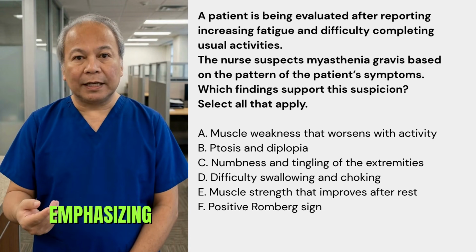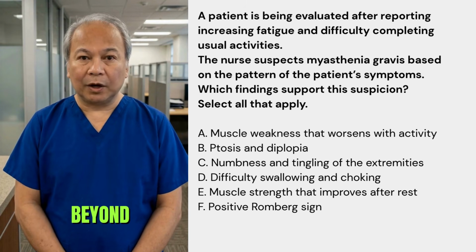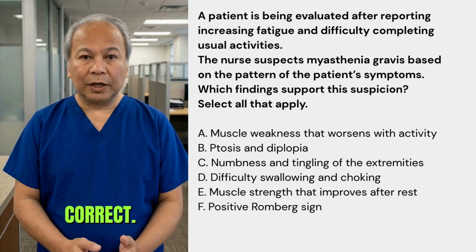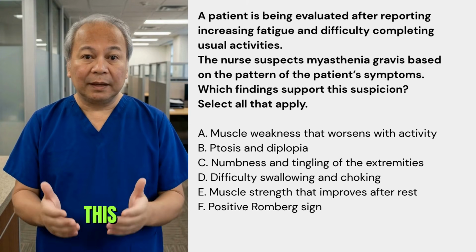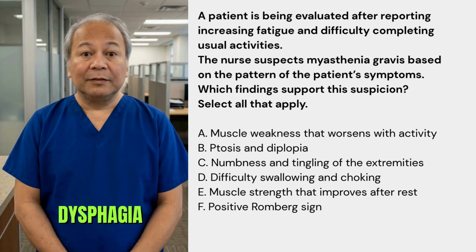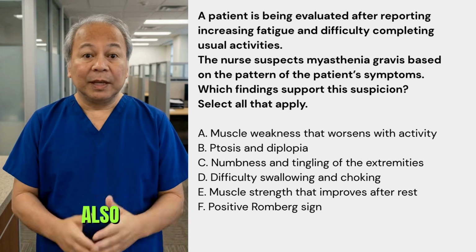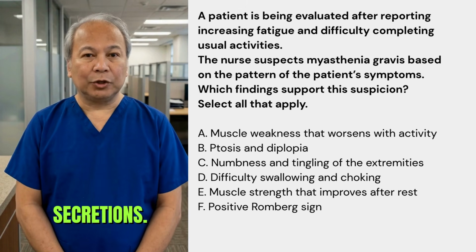If the question is emphasizing numbness, tingling, or sensory loss, think beyond myasthenia gravis. D. Difficulty swallowing and choking. Correct. Bulbar muscle weakness can affect swallowing. This matters because dysphagia increases the risk for aspiration. Patients may also have difficulty chewing, speaking, or managing secretions.